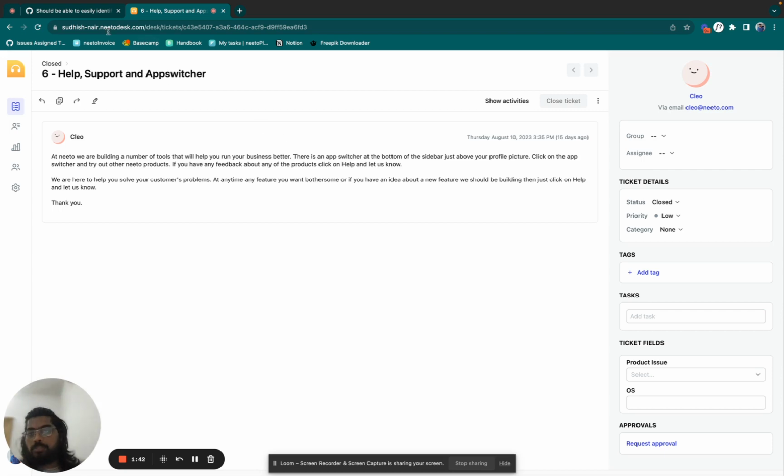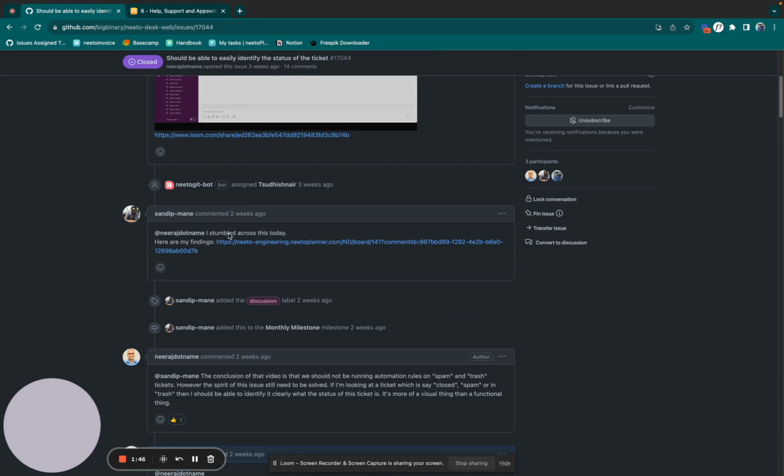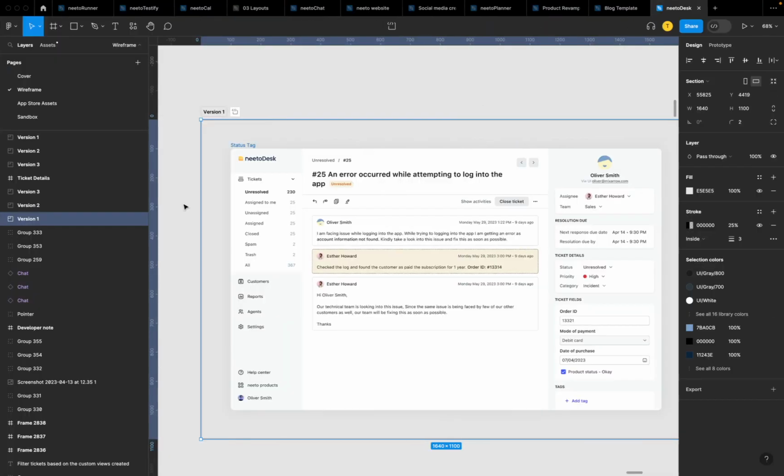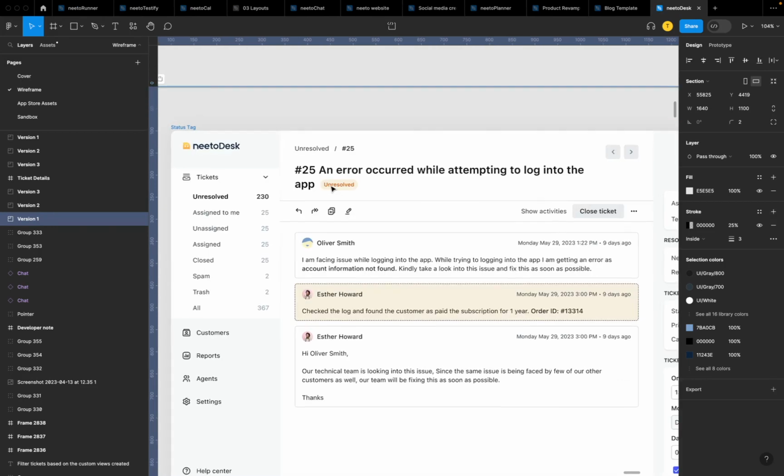Based on that, we had a discussion to understand the issue a bit more. Me, Sandeep, and Neeraj had a discussion, and based on that, I started working on the design. This was the first version that I created, where I was thinking of highlighting the status like this, so that as soon as someone lands on the ticket detail screen, they are able to see the status evidently, because it's highlighted in a tag kind of UI.